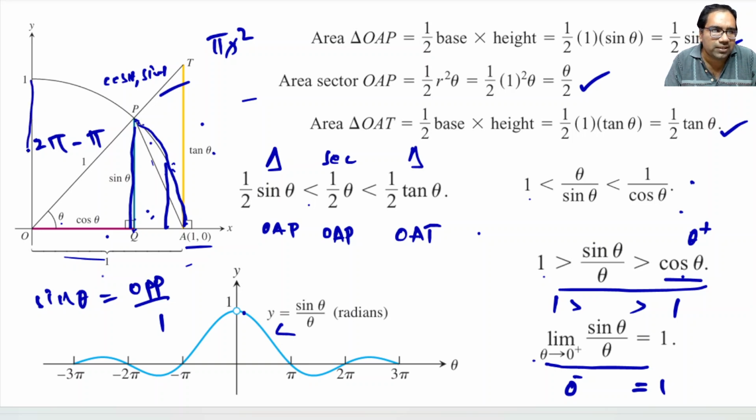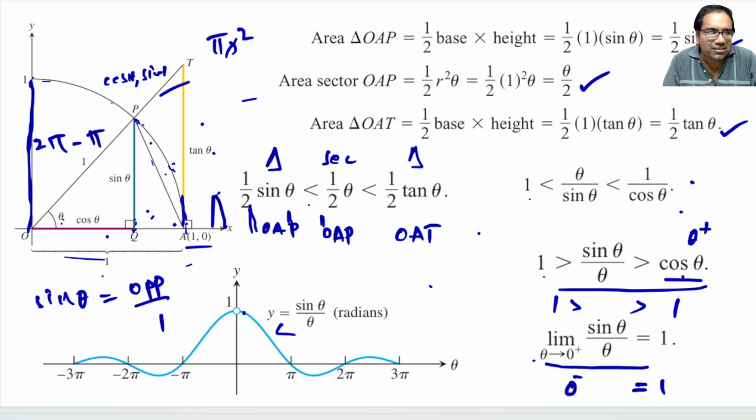For example, if it is like this, compare this length versus this entire arc length. This entire arc length is much bigger. But as theta becomes smaller and smaller, this line and this curve will become closer. When theta becomes smaller, the line will become shorter and the curve will also become more like a straight line. Intuitively, as theta becomes very, very small, this line, which is sine theta, becomes small. At the same time, at a small angle, this curve will also be like a straight line, right?